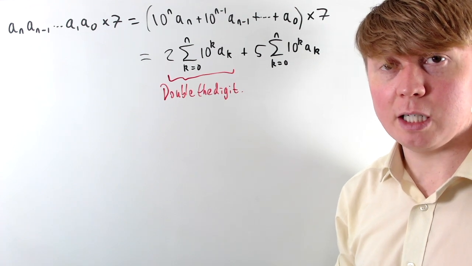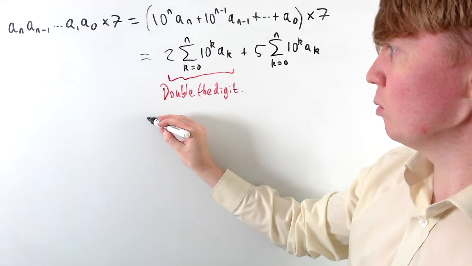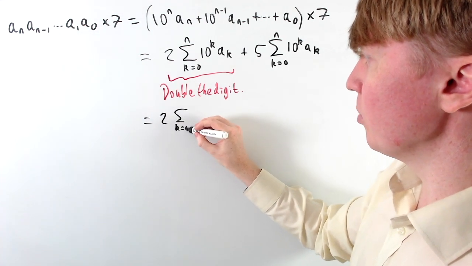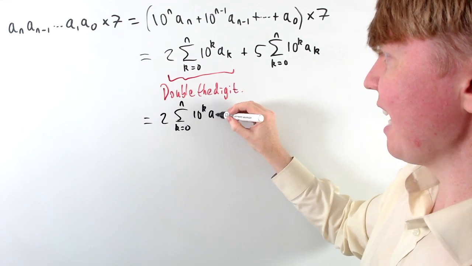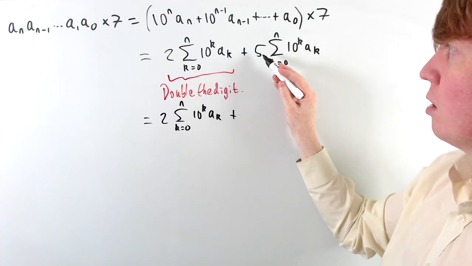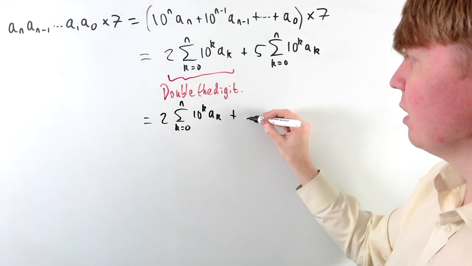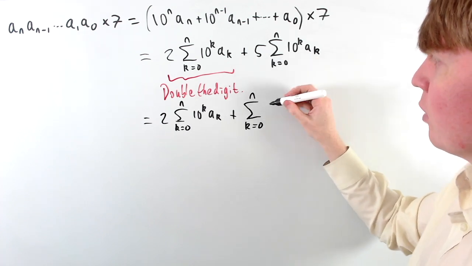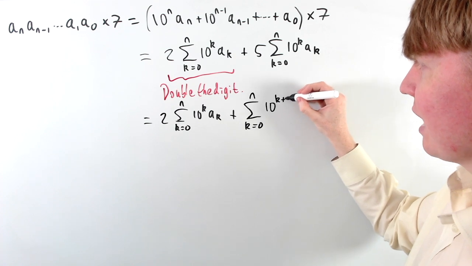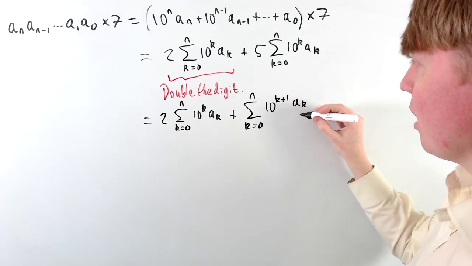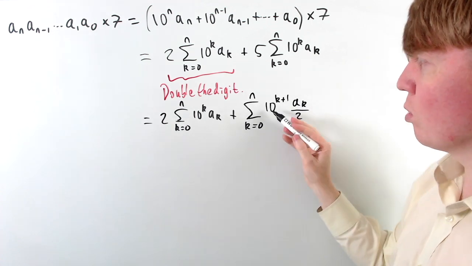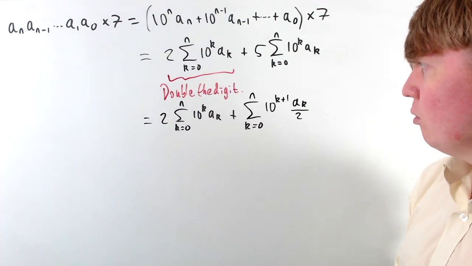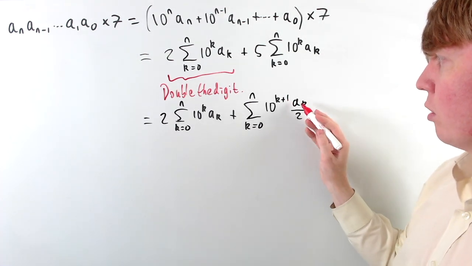We're going to write this 5 as 10 divided by 2, and we'll take this inside the sum. We'll leave our first sum alone, going from k equals 0 to n of 10 to the k times a_k, but when we get to this term, we'll turn this 5 into a 10 divided by 2, and take this inside the sum. So we've got the sum from k equals 0 to n of, instead of 10 to the k, 10 to the k plus 1, and instead of a_k, we have a_k divided by 2. So we've multiplied by 10, but we've divided by 2 to cancel this out. Now, at this point, you've got 10 to the k plus 1, and you've got a_k.